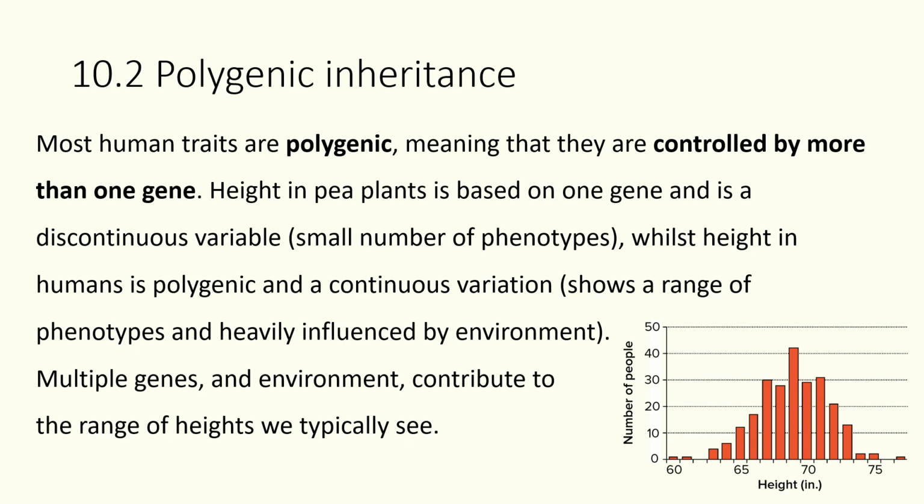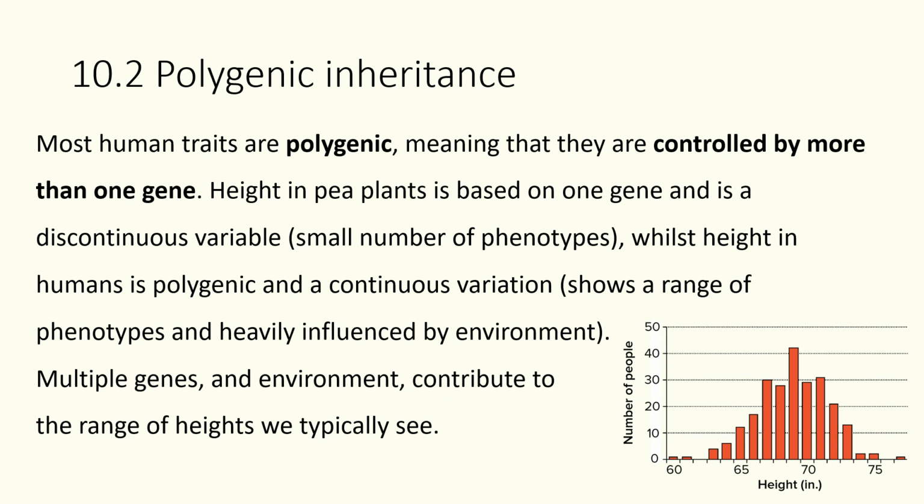Our last dot point is polygenic inheritance. Poly meaning many, genic meaning genes. So these are traits that are controlled by more than one gene, which is the vast majority of human traits. Height in pea plants, for example, is controlled by only one gene with 2 alleles. And so you either end up with pea plants that are tall or short. There's no variation other than that. It makes it a discontinuous variable, tall or short.